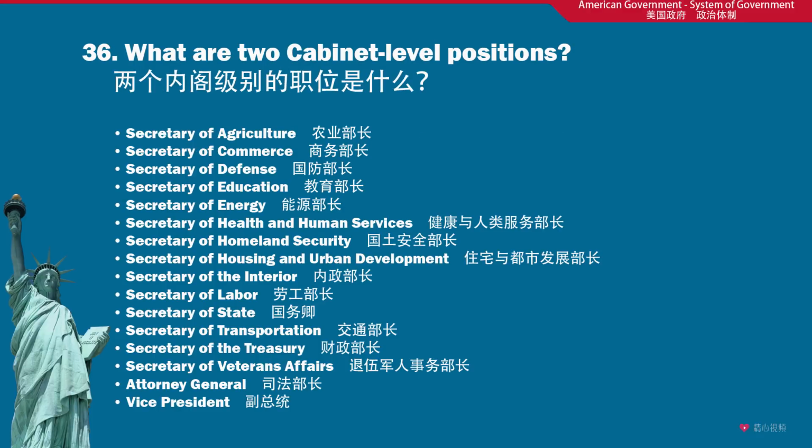What are two cabinet-level positions? Secretary of Agriculture, Secretary of Commerce, Secretary of Defense, Secretary of Education, Secretary of Energy, Secretary of Health and Human Services, Secretary of Homeland Security, Secretary of Housing and Urban Development, Secretary of the Interior, Secretary of Labor, Secretary of State, Secretary of Transportation, Secretary of the Treasury, Secretary of Veterans Affairs, Attorney General, Vice President.